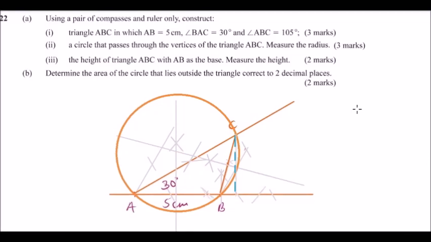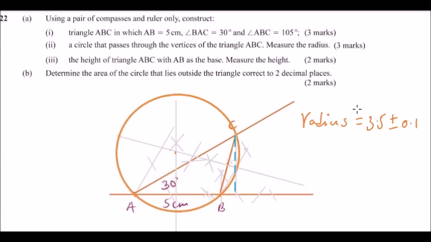So you are required to measure the radius. From this point, extend your divider either to A, B, or C, and you measure the radius. So that radius is equal to 3.5. You can put the error allowance of 0.1. So that is the length of the radius. Then we are told to drop a perpendicular, the height of triangle ABC with AB as a base.